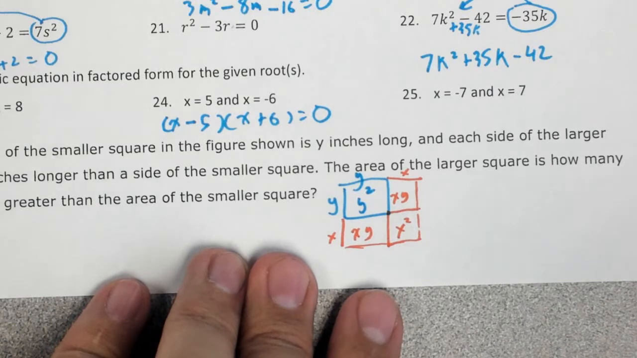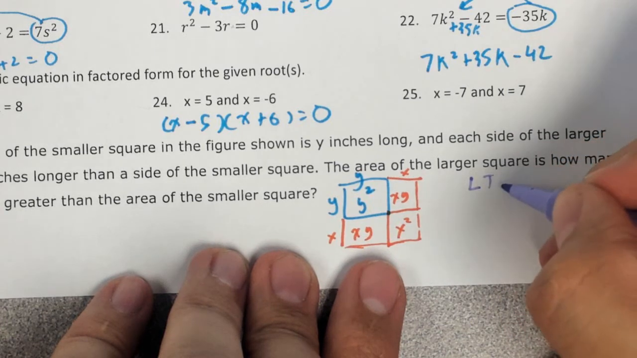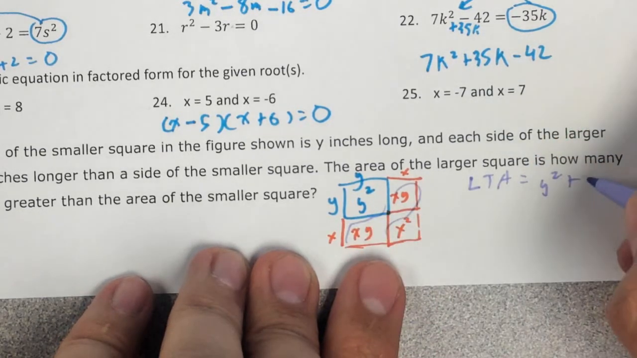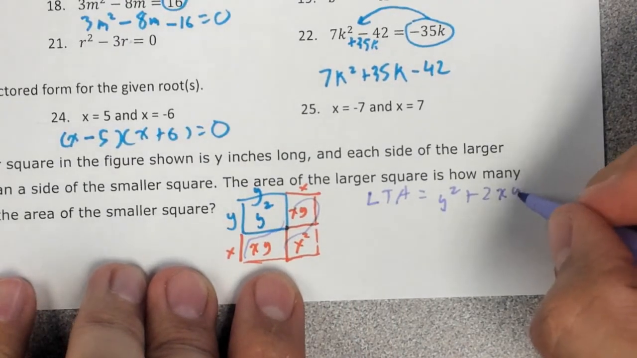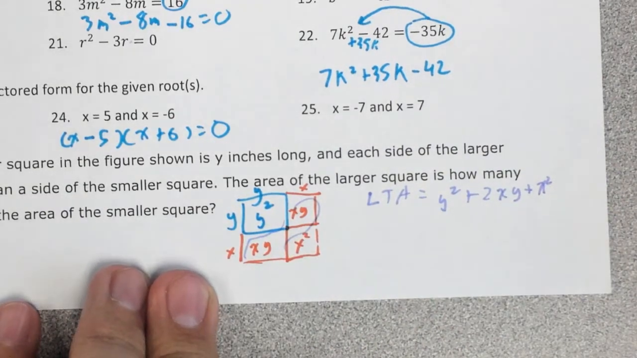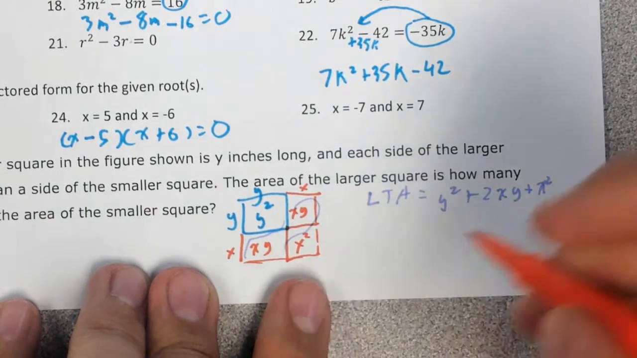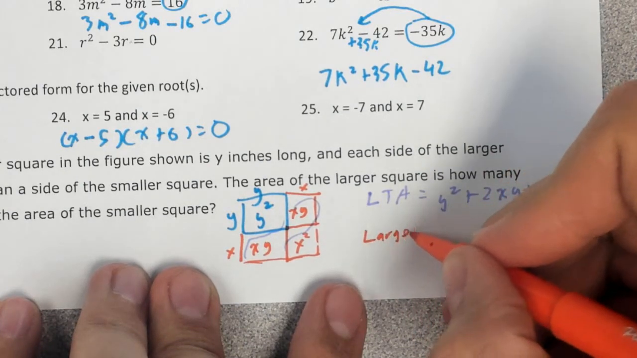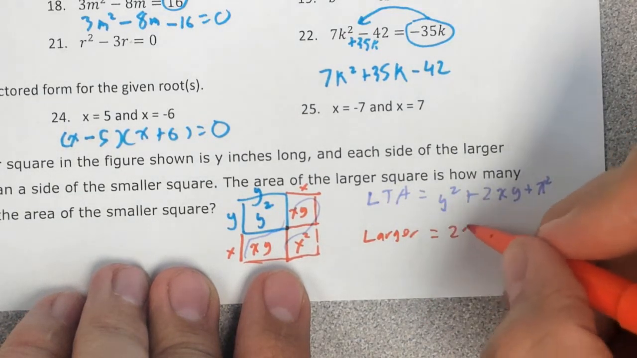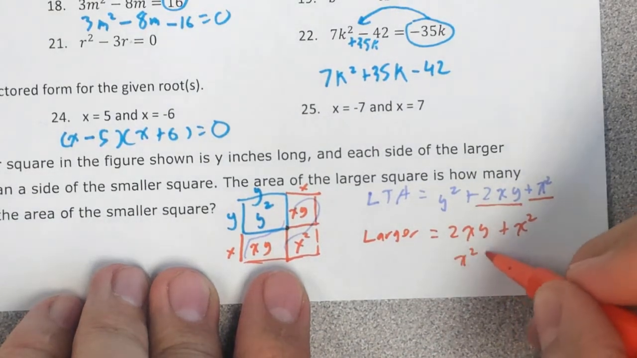If I wanted my total area, my larger square, the large total area is going to be y squared, plus 2xy plus x squared. Now the difference, the reason I did these in different colors, if it asks for a total area, that's the total area. But how much larger? Well, how much larger is just what I did in the orange. We have my larger area is 2xy right there plus x squared right there. And this can also be x squared plus 2xy.